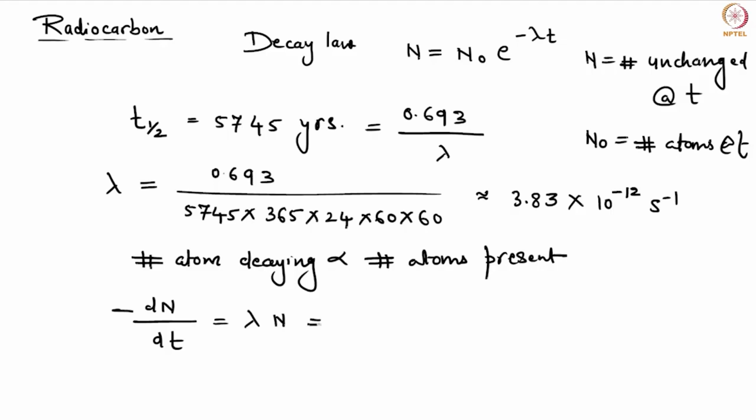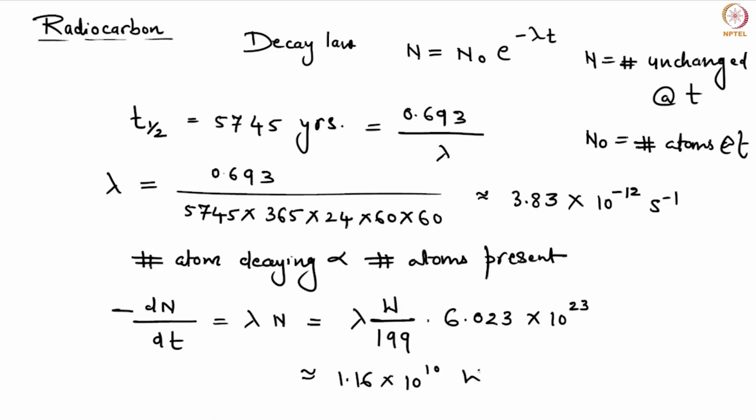Now lambda N can be expressed in terms of weight and molecular weight. So let's say the weight is W, which we need to calculate, divided by the molecular weight of barium carbonate. And to find the number of atoms, we need one more thing, which is Avogadro's constant, 6.023 into 10 power 23. This gives me a value 1.16 into 10 power 10, multiplied by W, because we don't yet know the value of W.